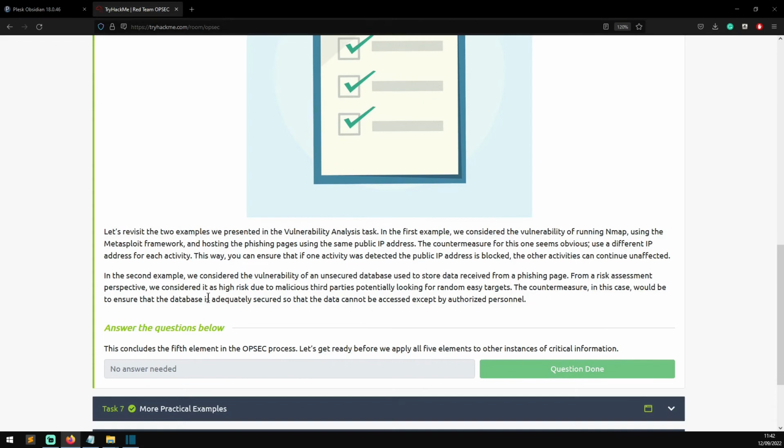In the second example, we considered the vulnerability of an unsecured database used to store data received from a phishing site. From a risk assessment perspective, we consider it as a high risk due to malicious third parties potentially looking for random easy targets. To counter this, in this case, we would ensure the database is adequately secured so the data cannot be accessed by anyone except authorized personnel. This concludes the fifth element of the OPSEC process. Let's get ready before we apply all 5 elements. So yeah, there's no question there, just click done and we are done.